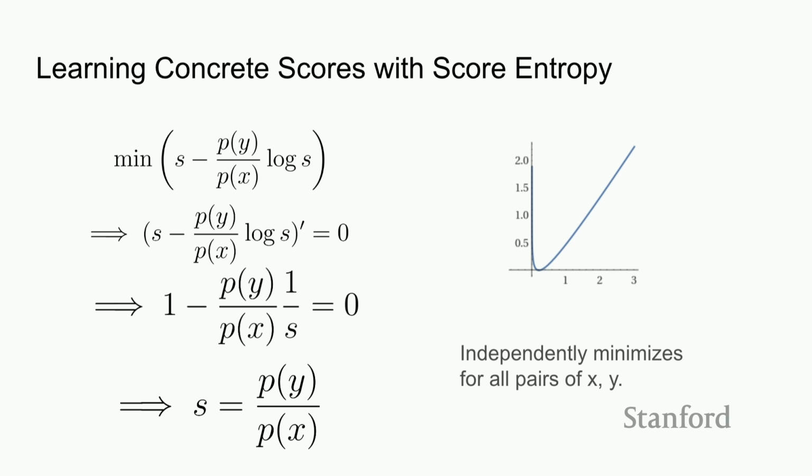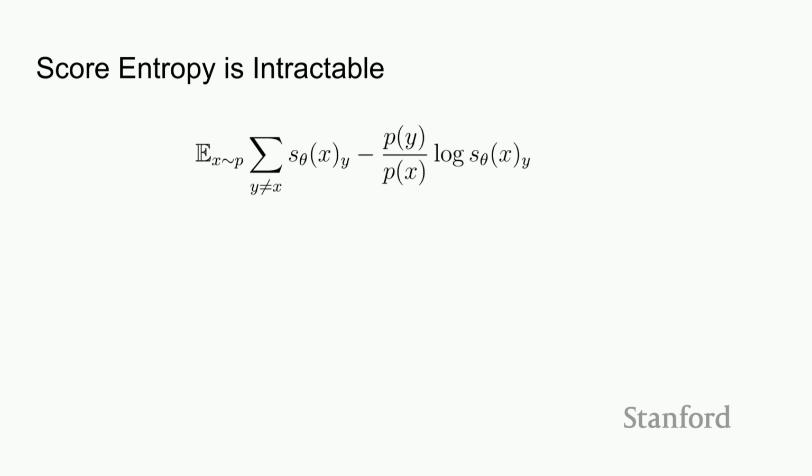Finally, we can do this for all pairs x and y. We can just do this independently for all of our x and y, which means that if we learn everything correctly, we should recover the ground truth for every pair x and y. So we have this score entropy loss function, and how do we actually optimize it? Very similarly to score matching, here's the issue. We have this loss function, but this py over px, this ground truth value, is not known to us at all. If we knew it, we could just use it. So we have to find a different way around this in order to learn it.